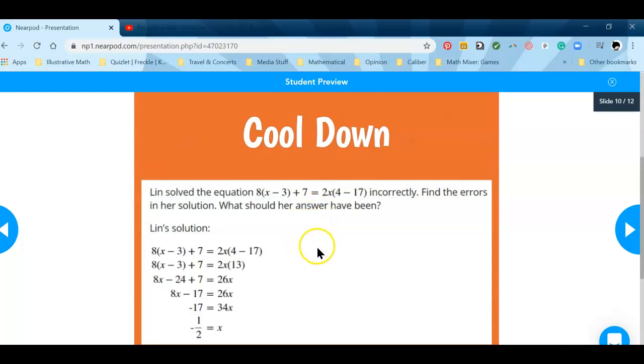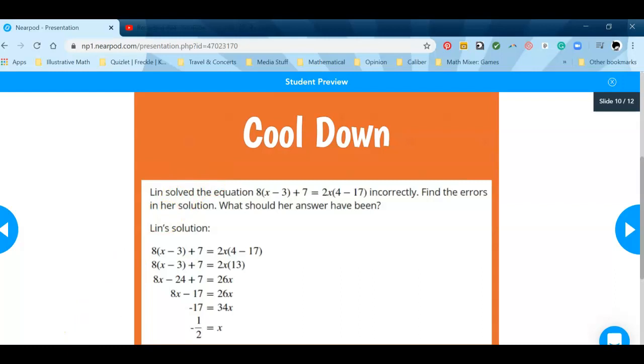Let's take a look at where Lynn made her mistake here. So it says, here's Lynn's solution. I can see the mistake already. Okay, so it says Lynn solves the equation 8 times the quantity x minus 3 plus 7 equals 2x times the quantity 4 minus 17 incorrectly. Find the errors in the solution. What should your answer be?